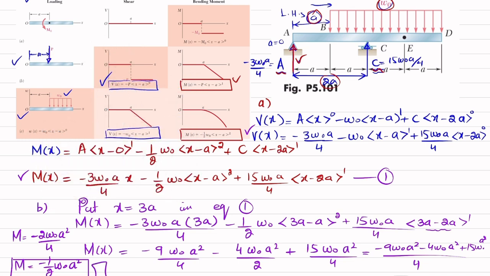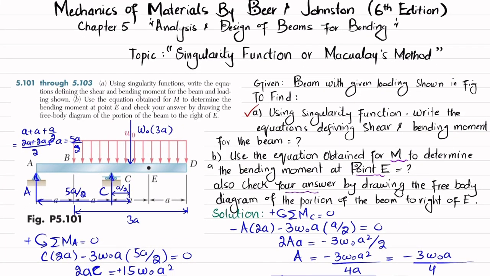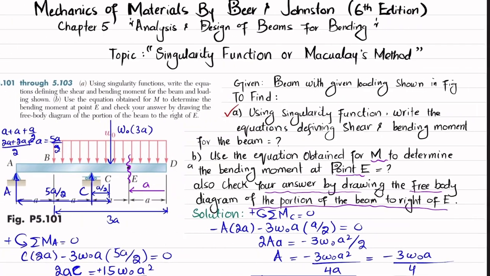moment at point E. Now in the last portion we have been asked to check your answer by drawing the free body diagram of the portion of beam to the right. So we will cut the beam at a distance of a from this side D, and we will find the moment at this point E. So let me draw it. This is the beam. This is your point D, this is your point E, where there is a distributed load acting downward, and this distance is given as a.